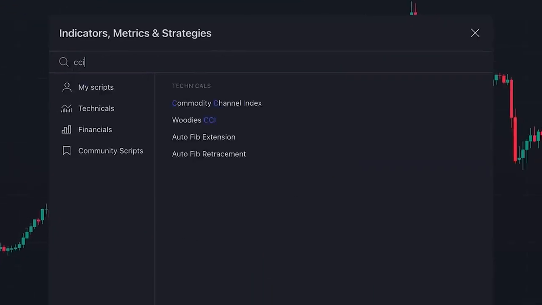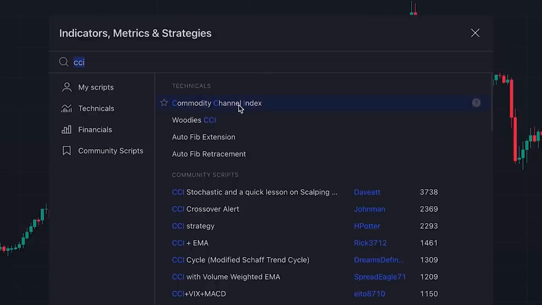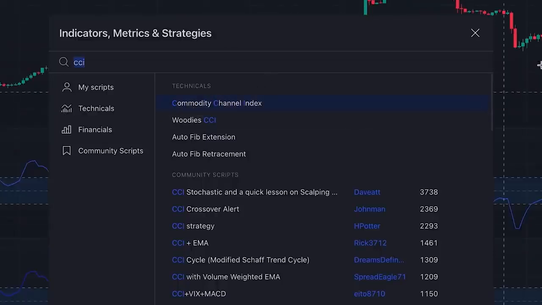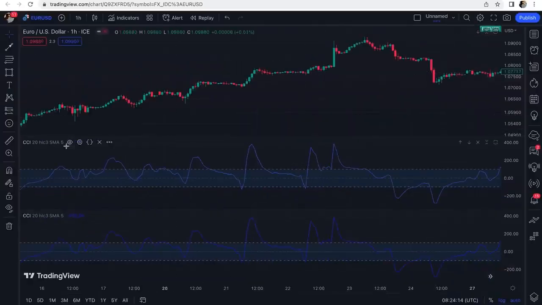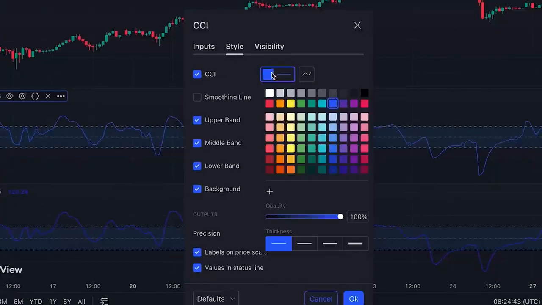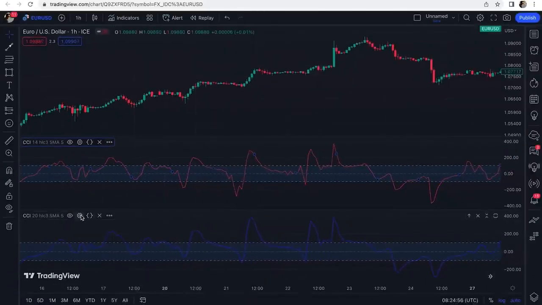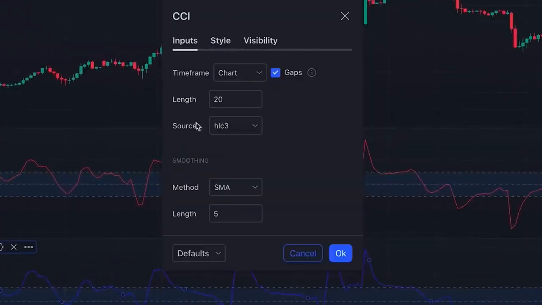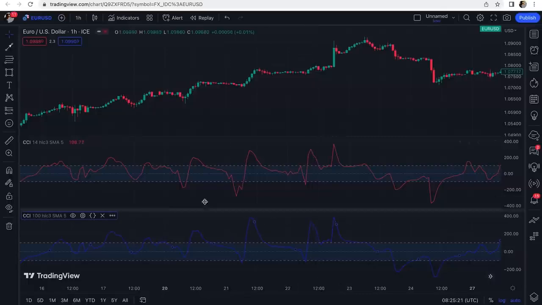First, let's add CCI, this one. Commodity Channel Index. We add 2 and we need to change their settings. For the first one, the length should be set at 14, and here in the style tab, we set the CCI color to red. And for the second CCI, here in its settings, in the inputs tab, we set the length at 100. And now we need to integrate these 2 CCIs.